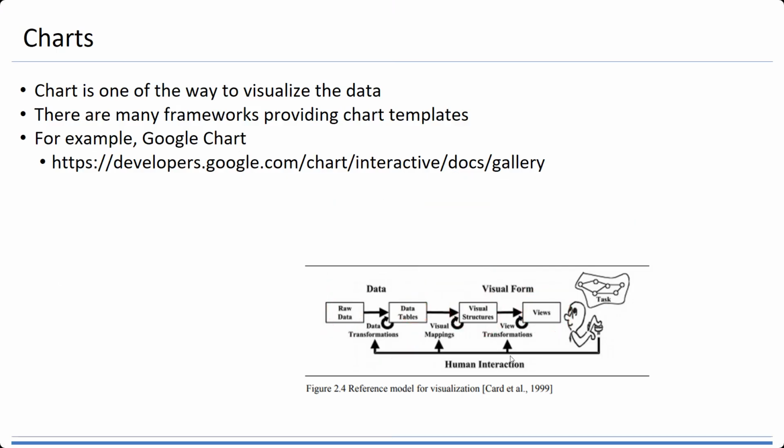And this one requires human interaction. It means whenever you transform the data, you can choose what are the proper data tables. And then when you want to show the visual mapping, you can select what is the proper visual structure. And then what is the proper chart for your data.